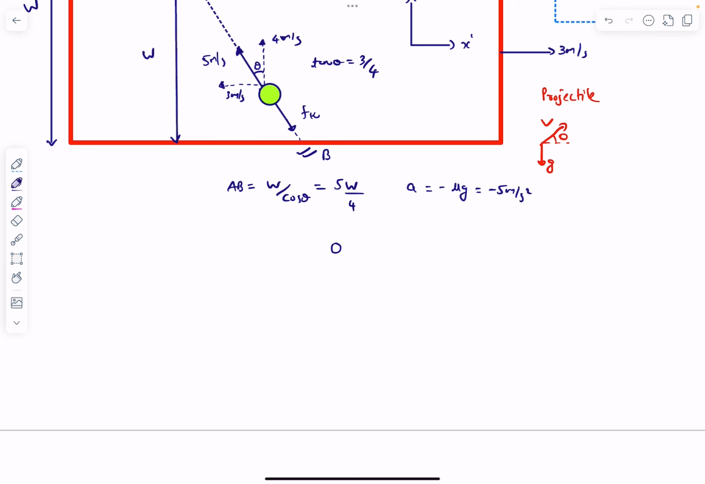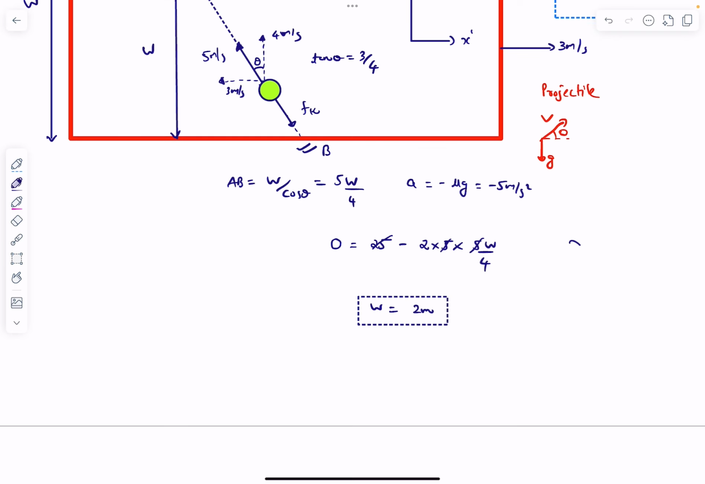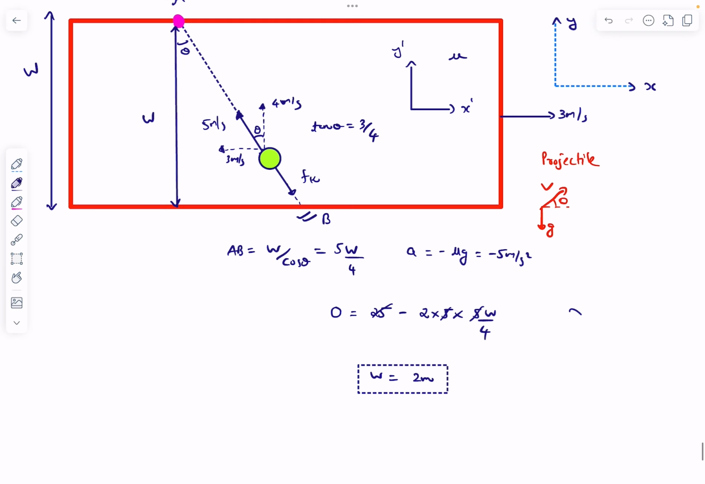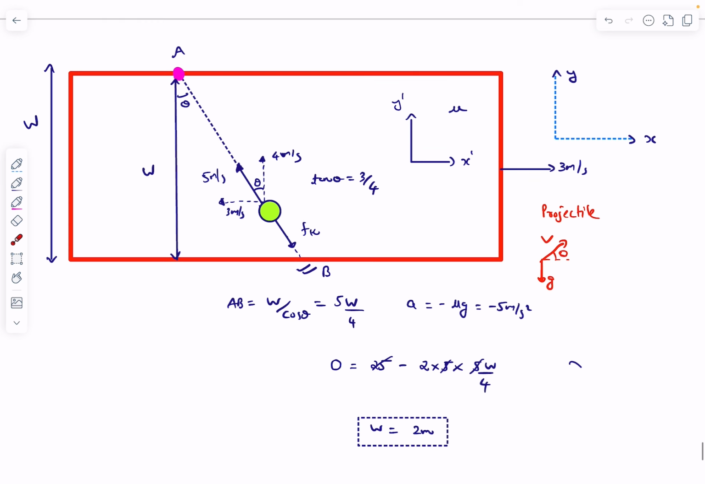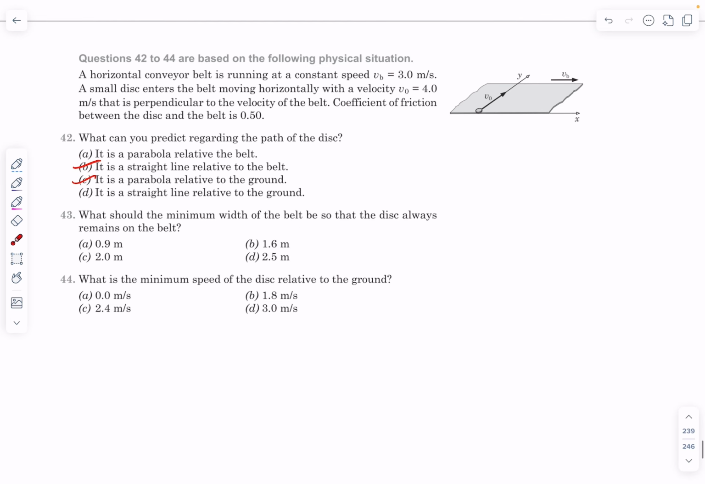So finally we want it to come to rest. So v is 0, u is 5 meters per second, so u square is 25, minus 2a times the displacement 5W by 4. So after solving we get W as 2 meters. So if we choose W to be 2 meters, then the disc comes to rest relative to the belt at the edge point. Okay, so if the width is anything greater than 2 meters, we are fine. So the answer to this question is the minimum value should be 2 meters.